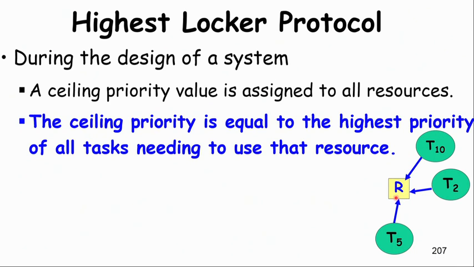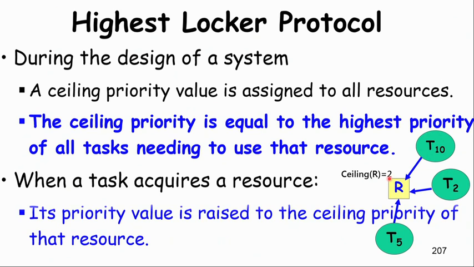If R is a resource and is used by 3 tasks T 2, T 5 and T 10, and let us assume that T 2 is the highest priority task. Then for the resource R, there is a ceiling value assigned which is equal to 2. And the highest locker protocol requires that when a task requests a resource, then the priority of the task is raised to the ceiling value. For example, if the resource R is available and let us say the task T 10 requests and gets the resource R, then T 10's priority value will be raised to 2.